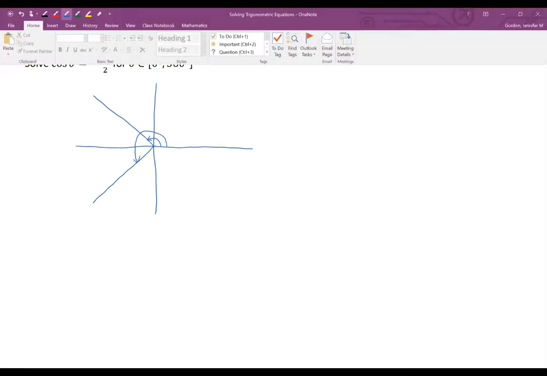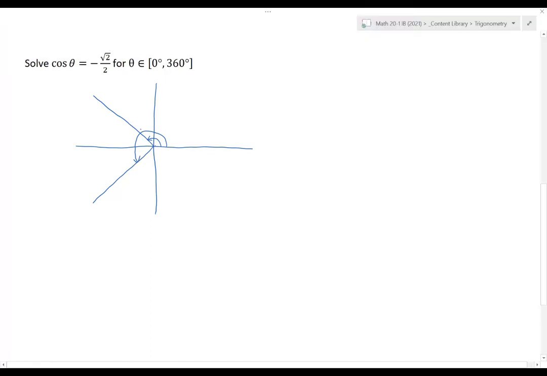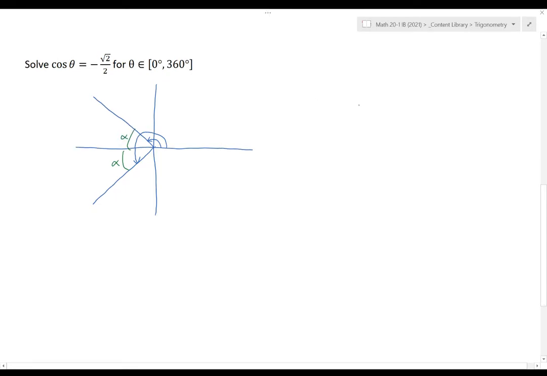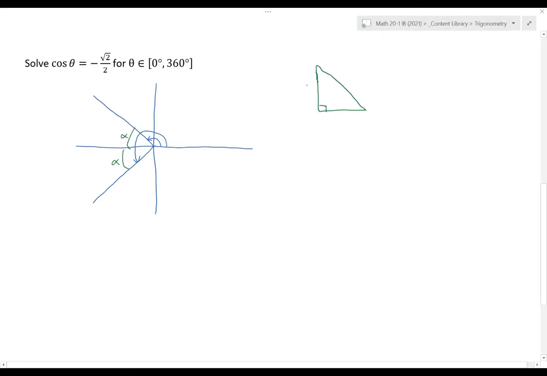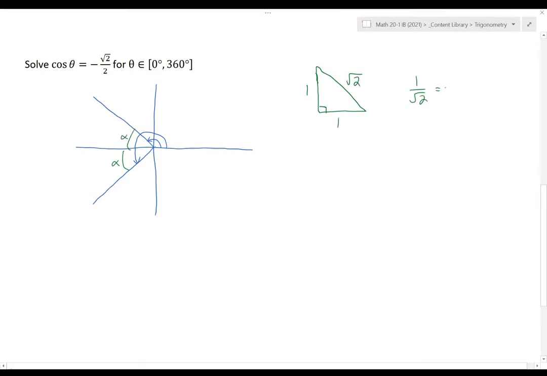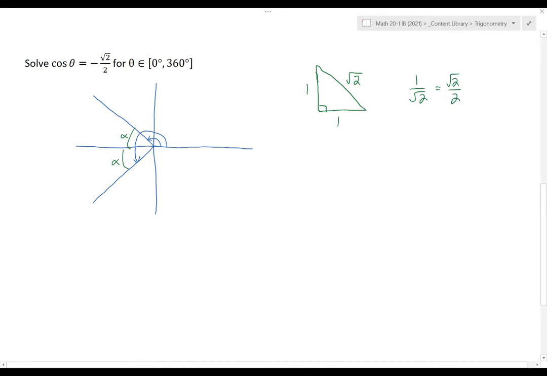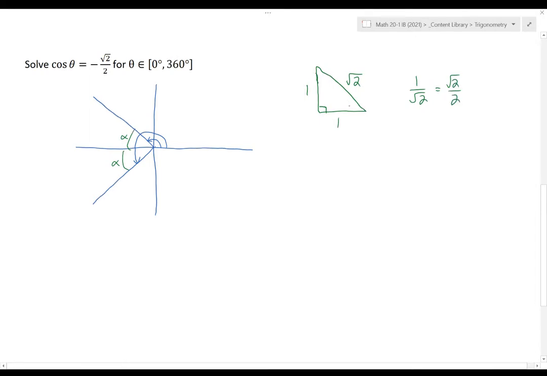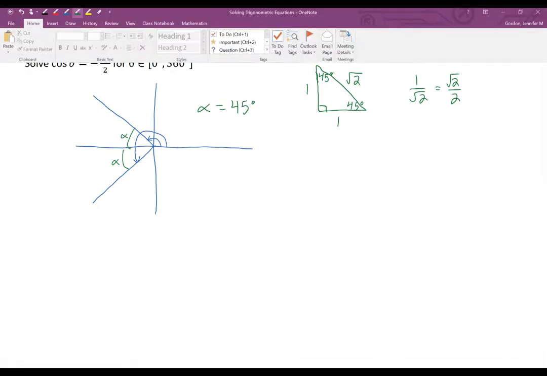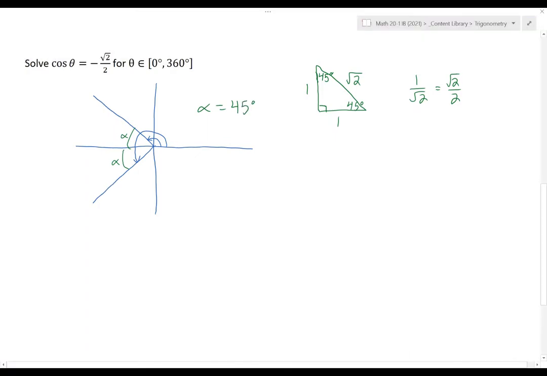But what's more important for me initially is figuring out what is alpha, the reference angle. And again, √2/2 shows up in a special triangle. Remember, 1/√2 is the same as √2/2. So if I have this isosceles right triangle, that is because I have angles of 45 degrees. So that means that the reference angle here is 45 degrees. In order to find theta, I consider what the reference angle is and which quadrant I'm in.